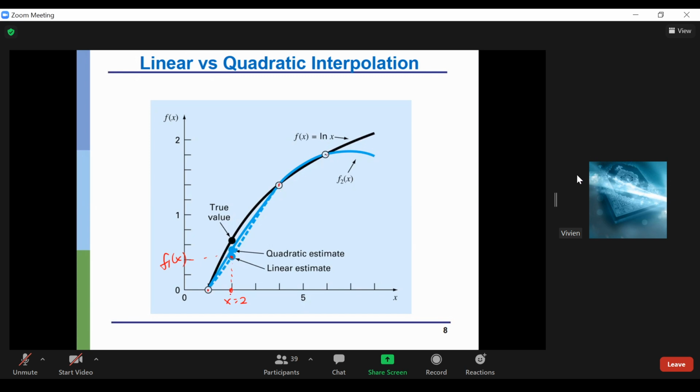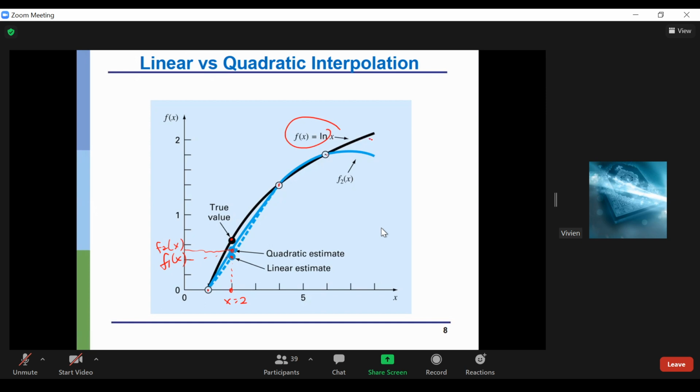So then if we want to find x2, we insert into the equation. So this is the value that we have. This is the value of f2(x), while the true value is here. If we have more points, the true function will be ln x.